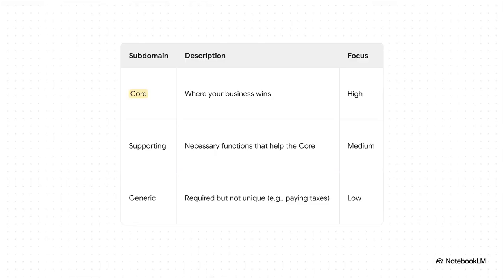Another super powerful thing DDD gives us is a way to prioritize. You classify your subdomains. Your core domain, that's your secret sauce. It's the reason customers choose you over the competition. Supporting domains are things you have to do to help the core, but they aren't a competitive advantage. And generic domains? That's the stuff everyone has to do, like sending emails or handling payroll. This map tells you exactly where to put your best engineers and your biggest budget.